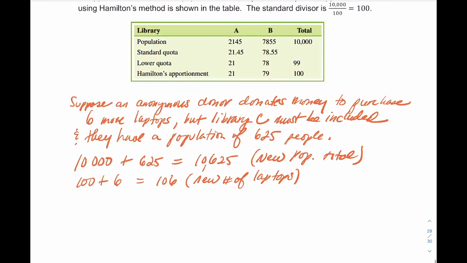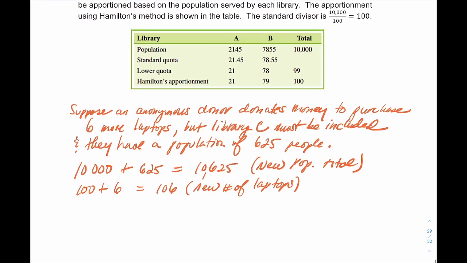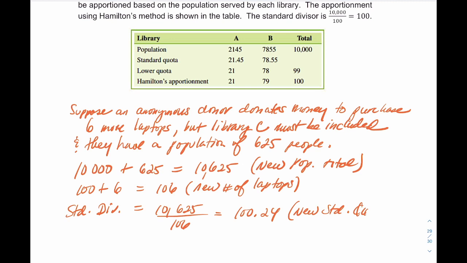So now my standard divisor will be different, right? My standard divisor is now going to be my new total divided by the total number of new laptops, which is 106. So 10,625 divided by 106 comes out to 100.24. Okay, that's my new standard divisor.